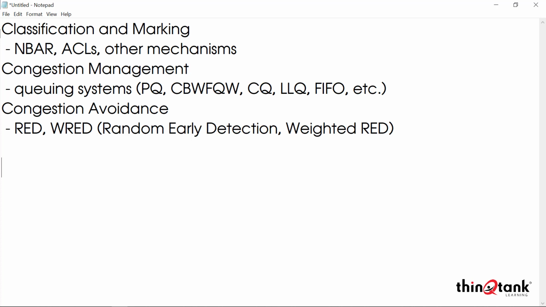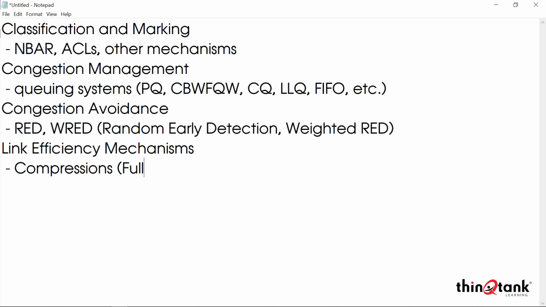What else do we have? We have these things called link efficiency mechanisms. Obviously, this is a lot more detail than what the book is going through, but because the QoS piece is part of the self-study, I thought I'd hit this up a little bit. Things like compression, data compression. It could be full data compression. It could be header compression. Some of the common header compression techniques are like RTP header compression or TCP header compression. But the idea, obviously, with compression is that we are trying to shrink the amount of data.